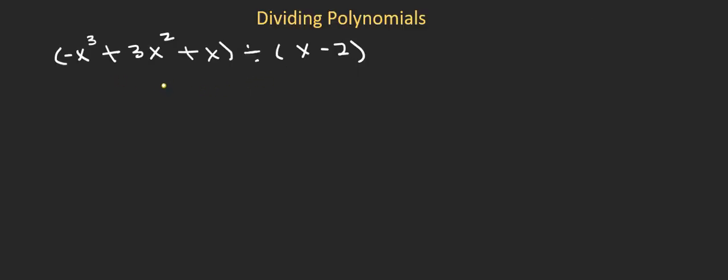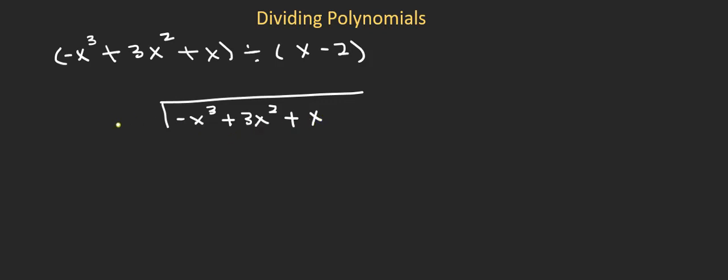Let's do another long division. So let's put the dividend, which is negative x cubed plus 3x squared plus x, inside, and the divisor is x minus 2. Okay? Now, what times x is negative x cubed? That's negative x squared.